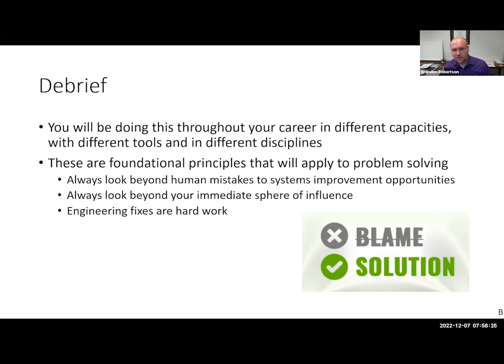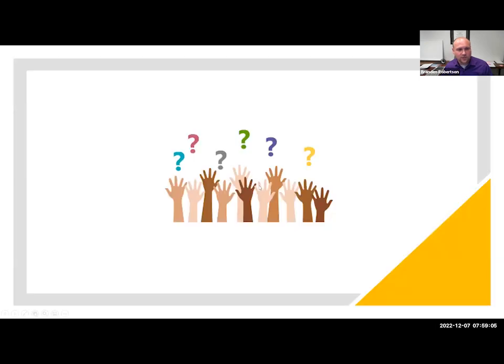Always look beyond your immediate sphere of influence. Again, looking for systems problems, not just that you need to remember not to do this in the EMR anymore, but understanding that what is done there is going to impact other patients down the road. So we ask you to look beyond that. Engineered fixes are hard work, and they take a period of time, but they are necessary, and they're ultimately what impacts our ability to improve healthcare delivery for ourselves, our families, our neighbors, and ultimately our patients. So that's all I've got. What questions do you have for me?